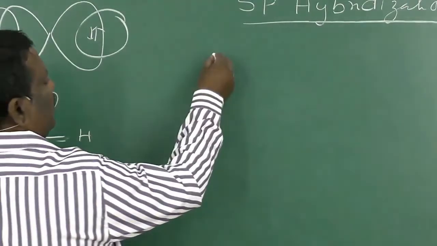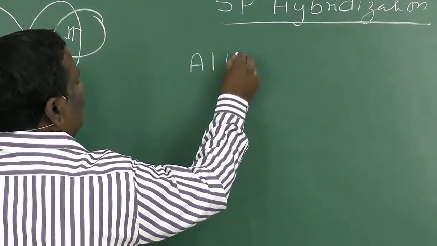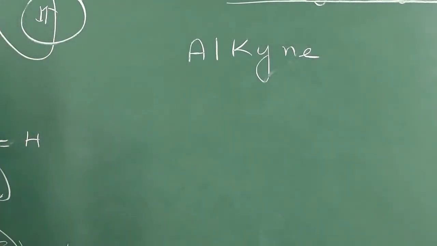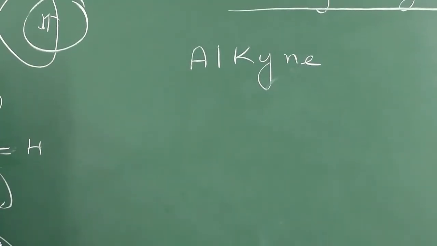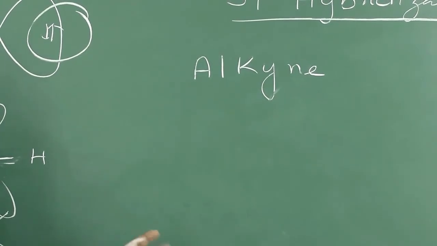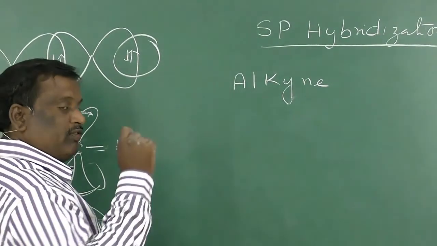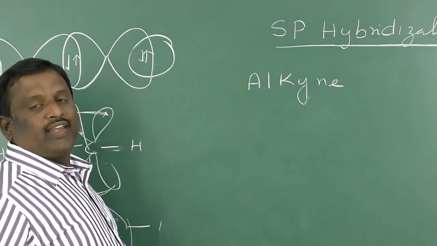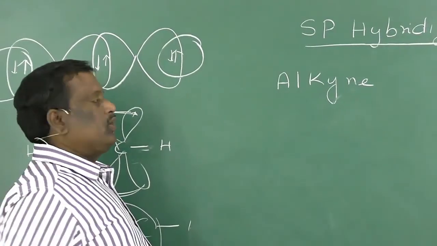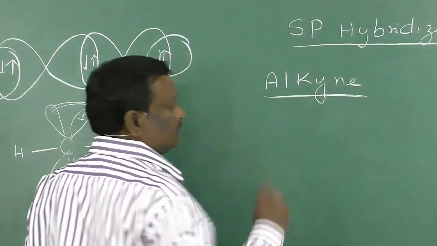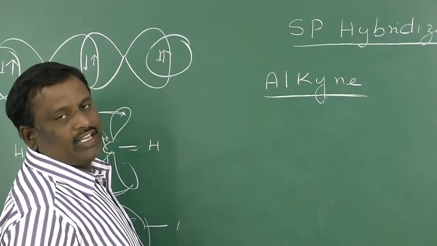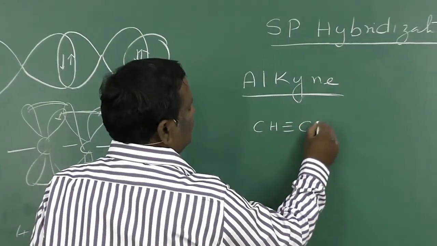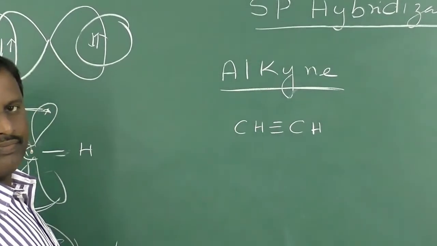The third category of hydrocarbons is called alkynes, Y-N-E. In alkynes, two carbon atoms are in sp hybridization. You can identify the carbon with sp hybridization: if there is a triple bond, then it is said to be involved in sp hybridization. So in alkynes, you have two carbon atoms with sp hybridization. The first compound is acetylene, CH triple bond CH.